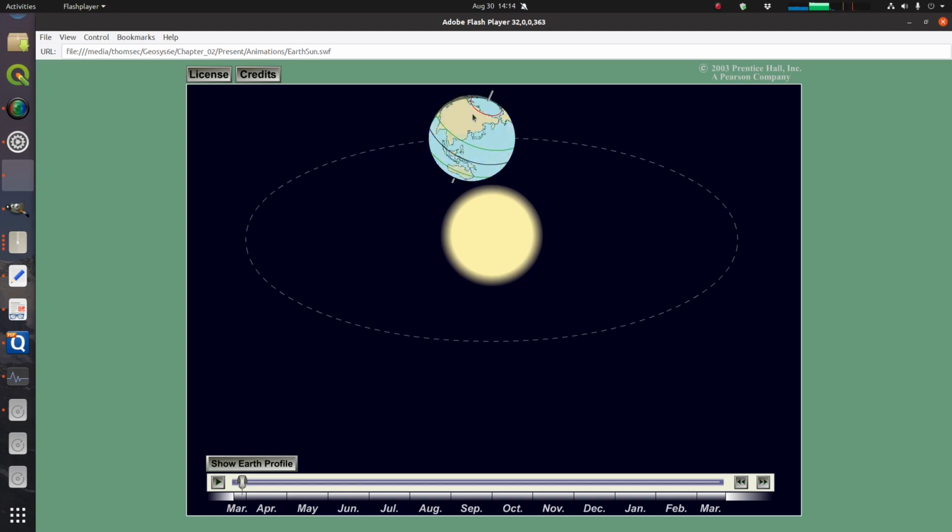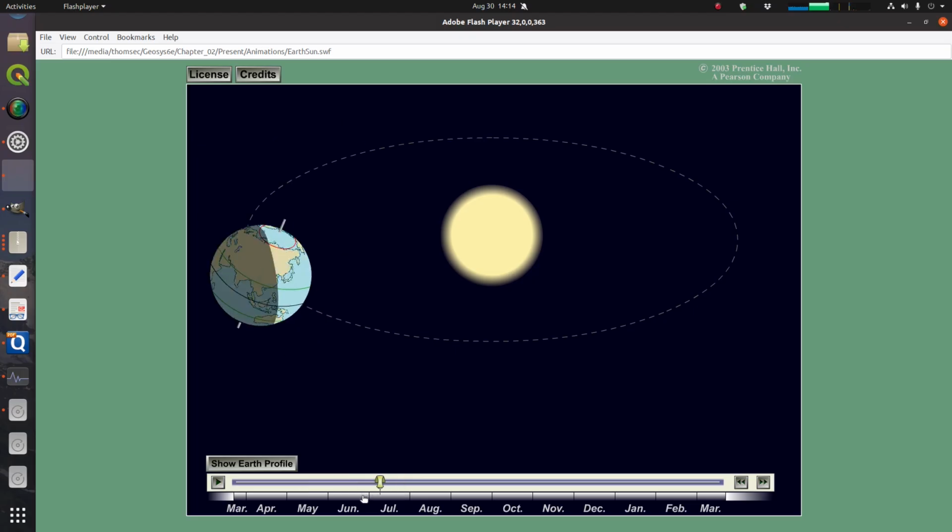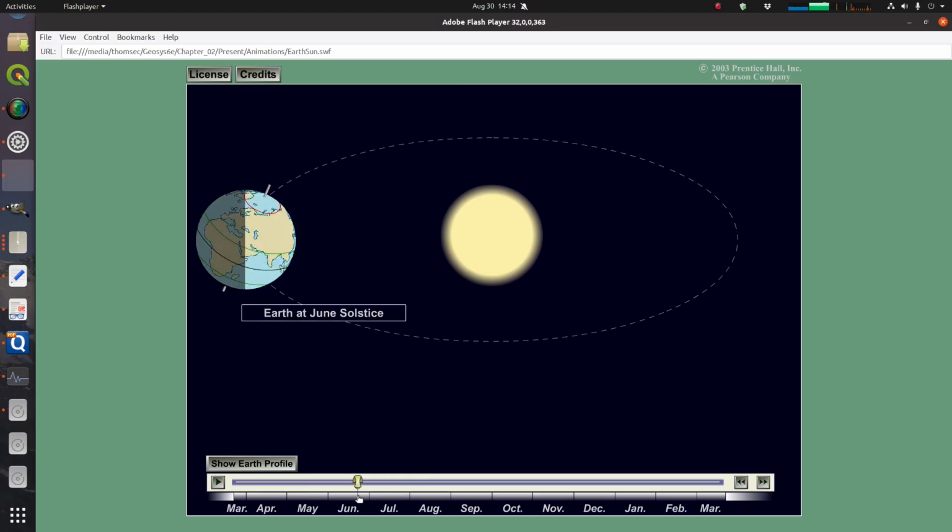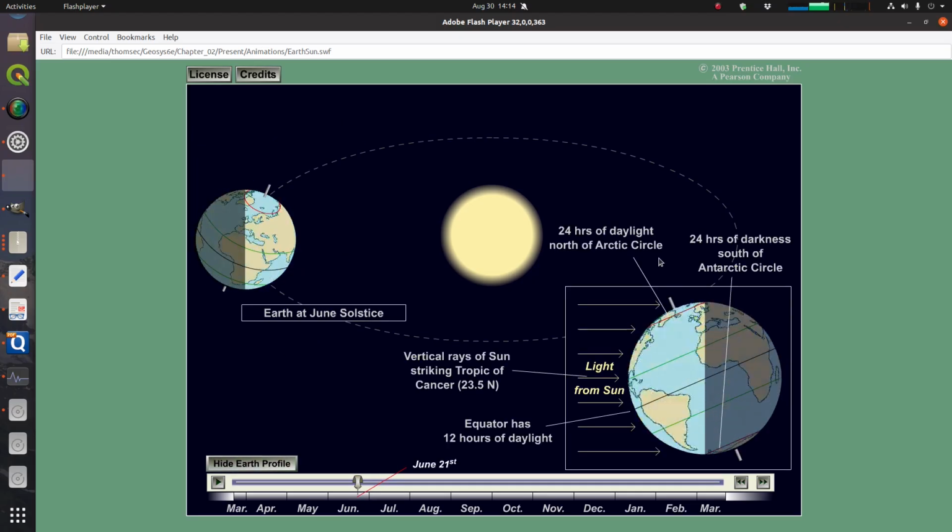You notice that the Earth isn't straight up and down. If we move it to June, you can see Earth is tilted 23.5 degrees off of vertical relative to the orbit of Earth around the sun. So relative to its orbit, Earth's axis is always tilted 23.5 degrees. That's why the tropics are at 23.5 north and 23.5 south. It's because that's Earth's axial tilt. So Earth's axial tilt is 23.5 degrees.